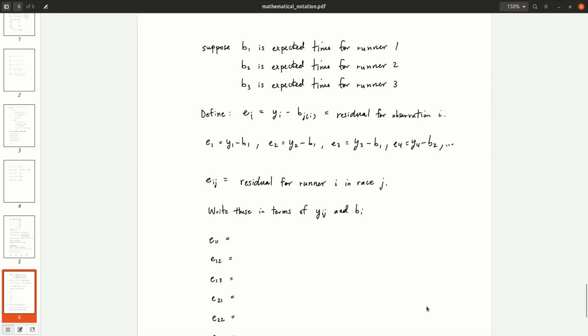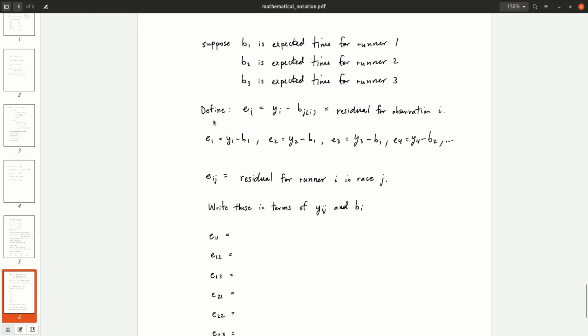All right, now let's use what we've learned in an example. We're going to be talking about residuals, and we'll define what we mean by that. Just an extra bit of notation, and this is notation that we'll be using when we talk about factor models in regression. So let's suppose that B1 is the expected time from runner 1. B2 is the expected time from runner 2. So on and so forth. If you had more than 2 runners, B3 would be expected time for runner 3. In this data set, we just have 2 runners.